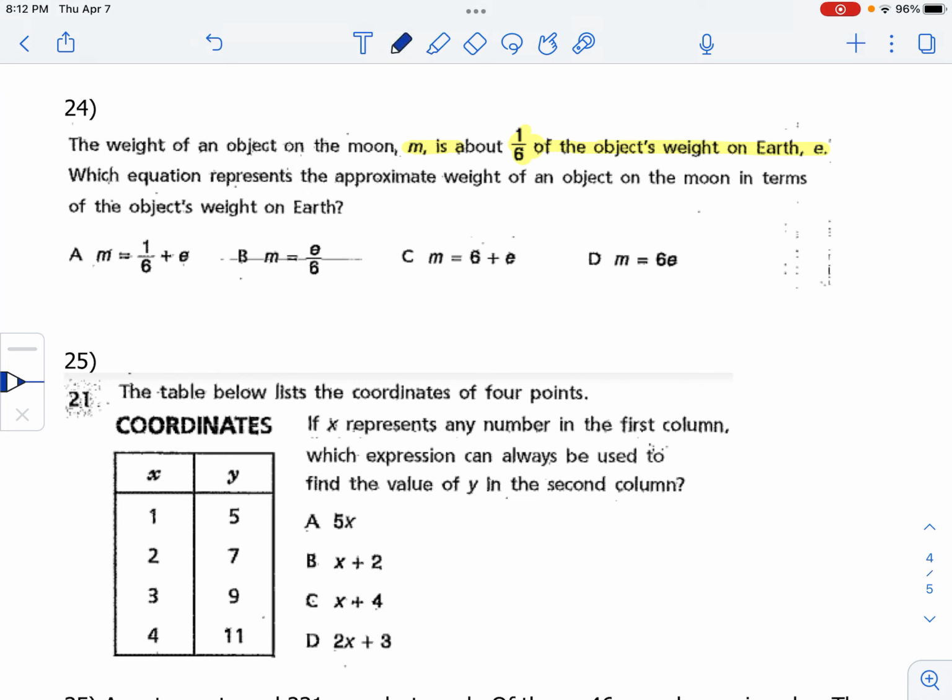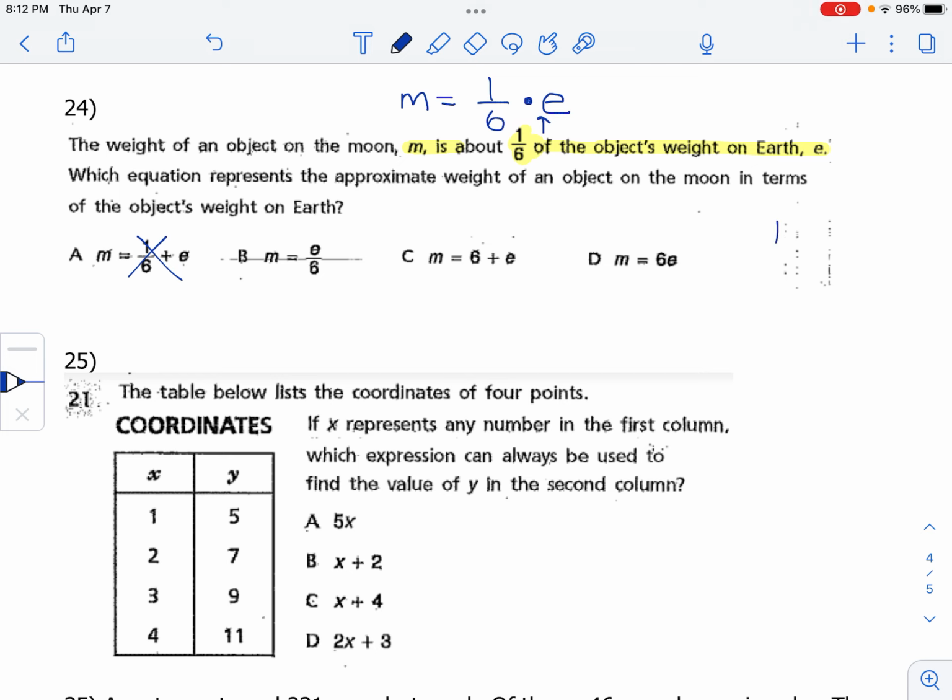When we're translating, we said the word is represents an equal sign. So M is equal to 1/6. This word of is multiplication, so I'm going to put a dot here. And the object's weight on Earth is represented with the letter E. So which one of these is equal to M equals 1/6 times E? Well, it's not A, 1/6 plus E. We can cross that one out. Choice B, M equals E over 6.